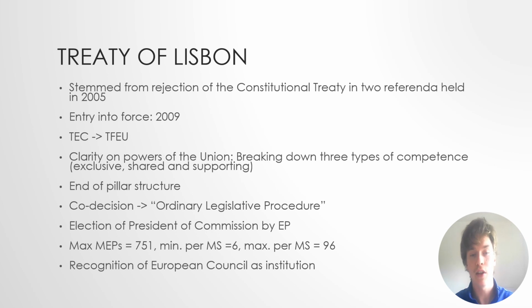It provided clarity on the powers of the Union, breaking them down into 3 types of competence: exclusive, shared and supporting. It ended the pillar structure. It introduced the power for the European Parliament to elect the President of the Commission. It also changed the maximum number of MEPs to 751, setting a new minimum for a member state of 6 and a maximum number for a member state of 96, and Germany is the state that has that amount of MEPs. It also recognised for the first time the European Council as being an institution of the European Union.